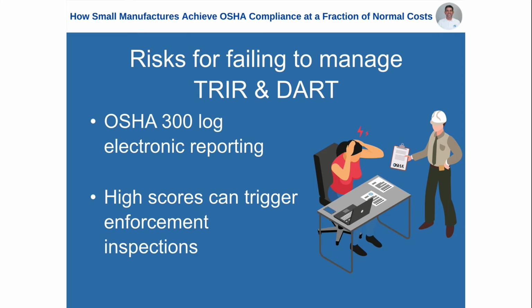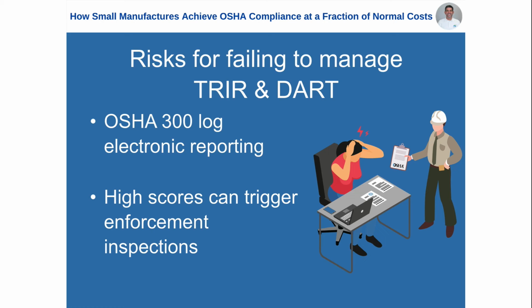And what can end up happening is that high scores can actually trigger enforcement inspections. So typically, historically, they're really looking at your DART score. If you get a DART above 7, historically, that could put you in a pool of companies that are going to get inspected by OSHA.